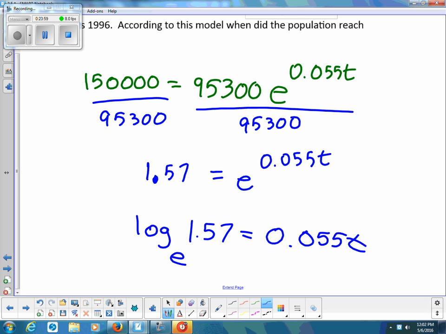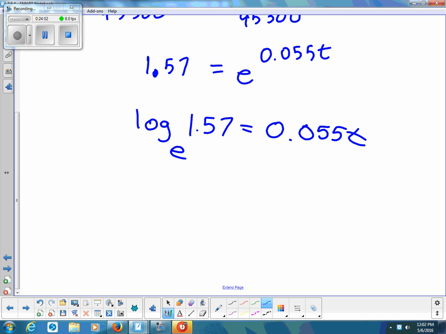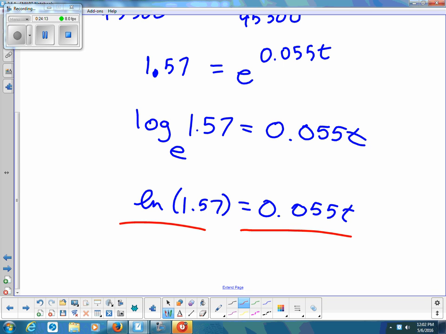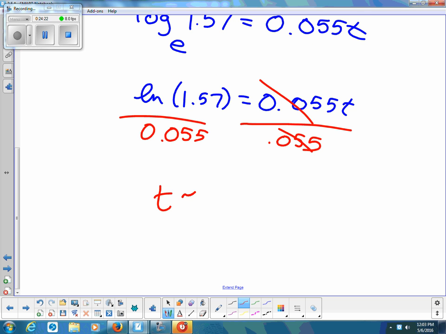0.055t. Are we okay with this? So that's the same as ln of 1.57 equals 0.055t. Then what? Divide both sides by 0.055. Okay? So those are dividing out, so we end up with t is approximately what? 8.2. And so what's our answer to this question?